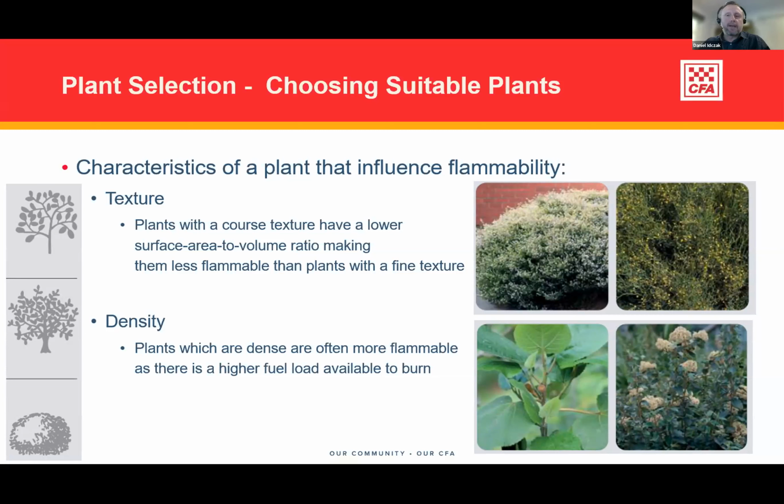Also, we talk about ember attack under BAL. Dense plants are more likely to pick up a lot more embers. The embers are more likely to sit in them, smoulder, and then ignite the plant. You can see on the left-hand side there, a bit of density down the bottom, very dense up to the top, a little bit more sparse. This can also be influenced by pruning and maintenance, to maintain less density in some of those canopies.